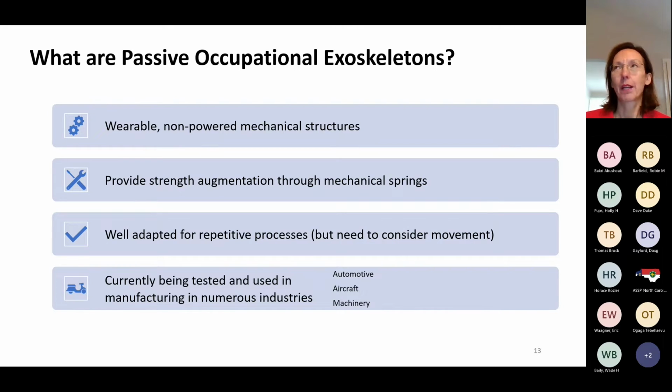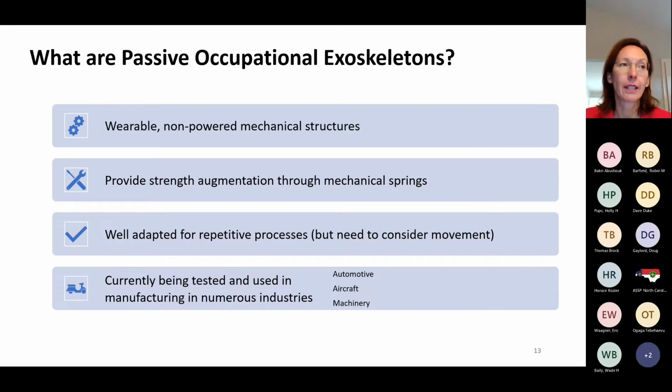They're well adapted for repetitive processes, but if you're thinking about using them, if you ever want to just call and chat about these, I can share more in detail what we did. But in our research, we actually found they were a little bit better for static work. Like imagine you're holding a paint gun or you're working on an assembly line with your arms above your head. If it's very repetitive and depending on the angles through which you're moving, because they're spring-based, if you're moving through a significant range of motion, then at some point it's helping you, but at some point you're pushing back on it. And so that comes into play.